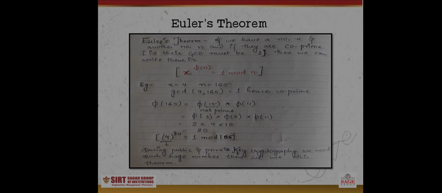Now we will put the value back into the formula, that x to the power phi n is equals to 1 mod n. So 4 to the power 80 is equals to 1 mod 165. Why are we doing this entire process? Because as you can see, 4 to the power 80 is a big and complex number. This number we can easily use to form the public key or private key, which is not easily decodable, right? And whenever we divide 4 to the power 80 by 165, we will get a remainder of 1. So it is the easiest way to calculate and decode the private and public key.